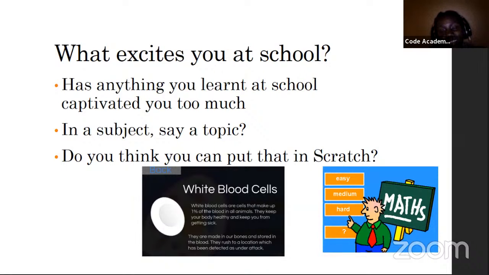White blood cells, many of you have probably not learned about them, but you learn about them. So do you feel like you can take something, say from a textbook, and put it in your project in Scratch? Or it could be even something really simple. Do you think you can do that and then put it in Scratch?